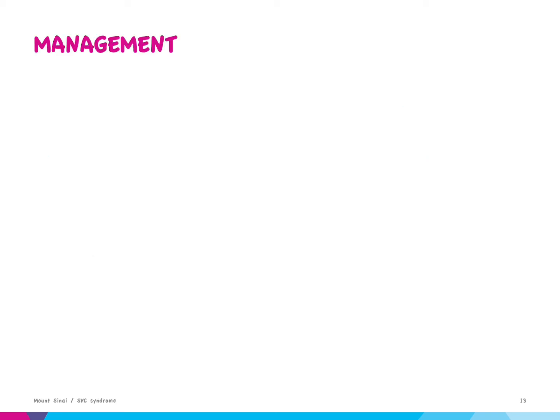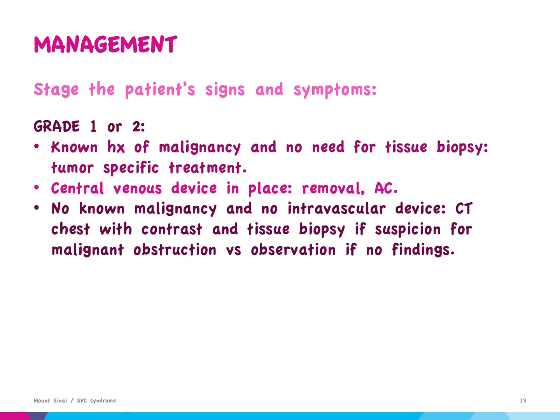Let's go into the specifics, even though we don't really need to remember all of this. We will stage the patient with the signs and the symptoms. We saw before that chart, so if the patient has mild or moderate symptoms like edema, plethora, just some cough, we can pause and decide what to do. If the patient has a history of malignancy, then we will have to do the tumor-specific treatment. If there is a device, we will have to remove it and do anticoagulation.